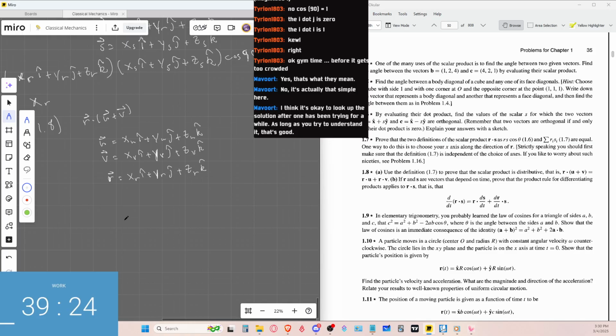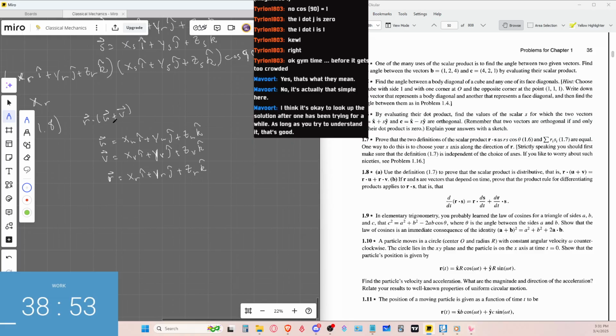I think it's okay to look up the solution after one has been trying for a while. As long as you try to understand it, that's good. Oh, okay. Yeah, because I'm a very stubborn person when it comes to solving math problems or any problem in general. If someone asked me a riddle, I would probably spend days or even weeks thinking about it, trying not to look at the answer even though the answer guide is literally on the table in front of me.